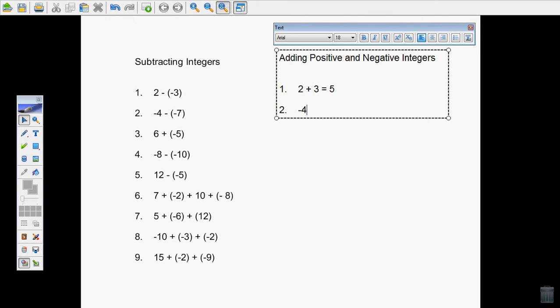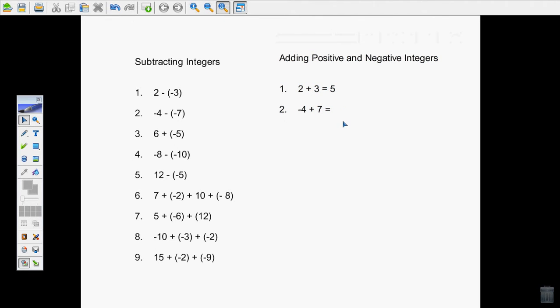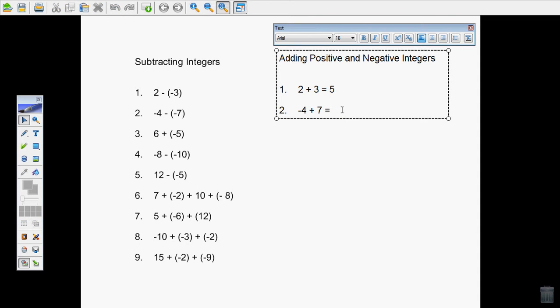Number 2, we start with a negative 4, and then another way you can think of it is to take the two negative signs and make them into a plus. So negative 4 plus 7. We have 4 red tiles and 7 blue tiles, so there are more blue tiles, which means the answer is going to be a positive 3.